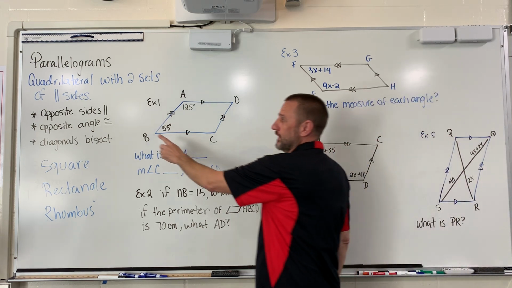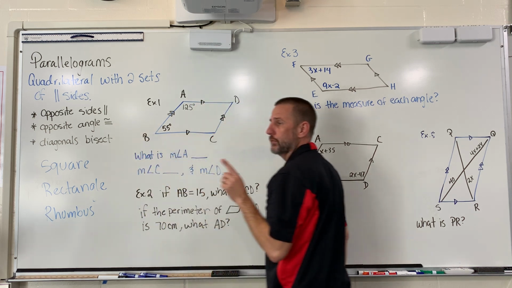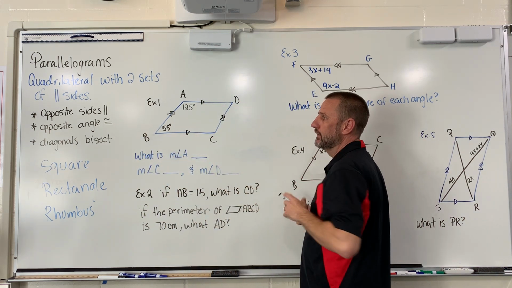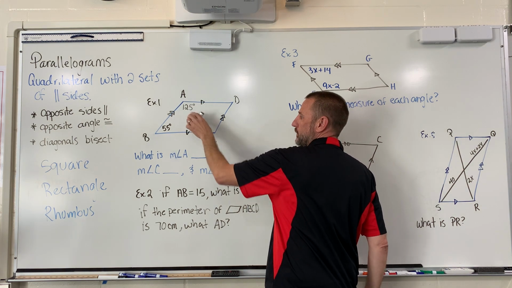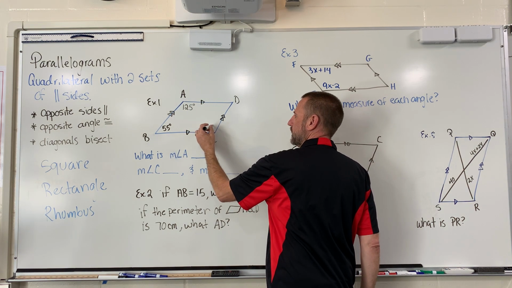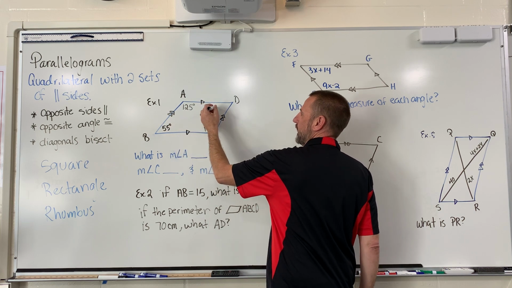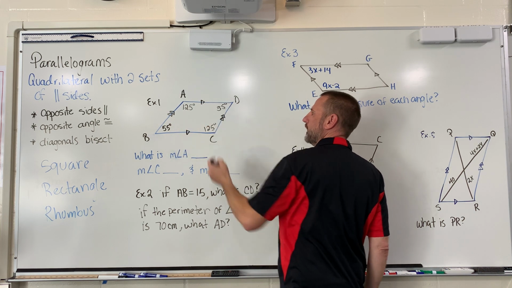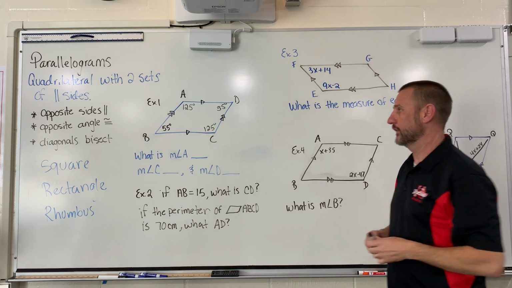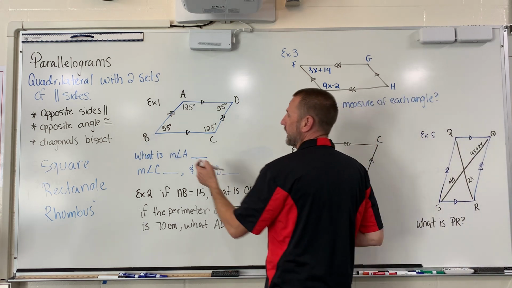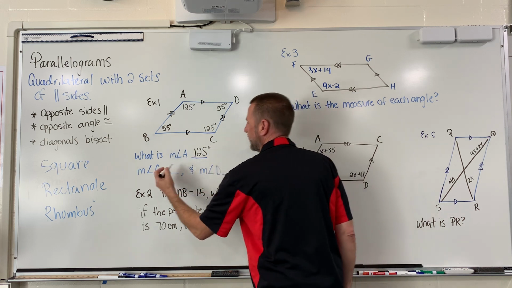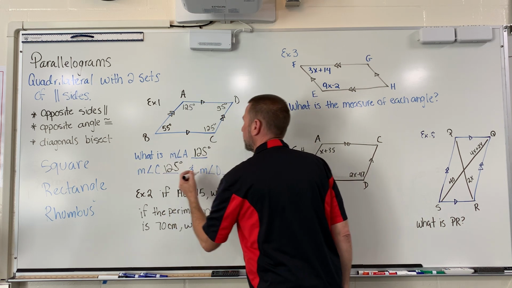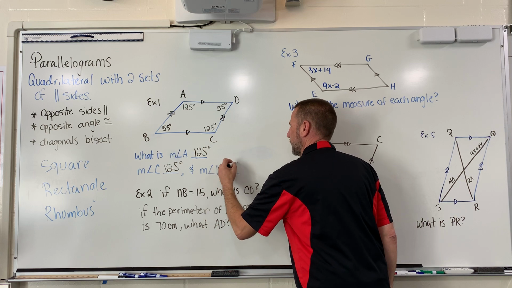Now, looking at some of these things that we learned, well, now we know that opposite sides are going to be congruent, but opposite angles too. So if this is 125, so is this one. And if this is 55, so is this one. And that comes from being a parallelogram, being between the parallel lines. So angle A, 125, angle C, 125, and D, 55.